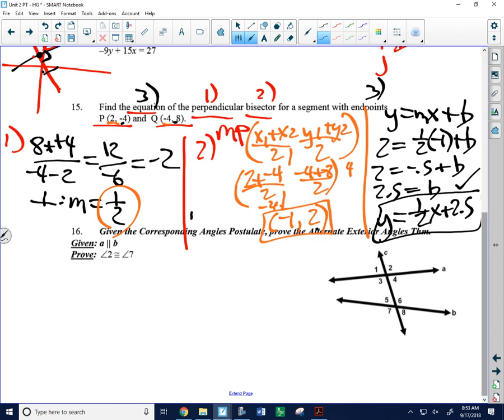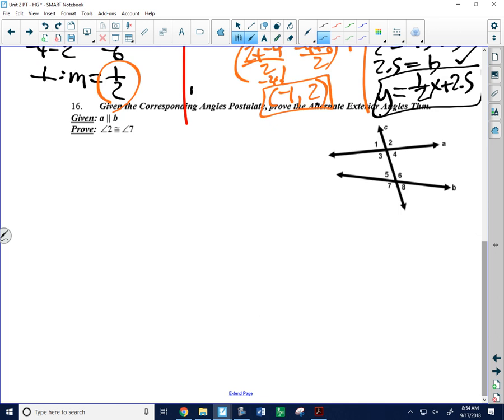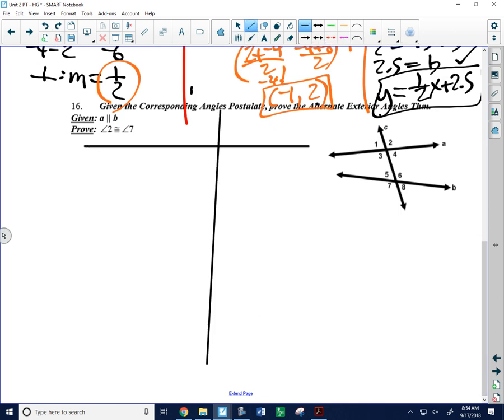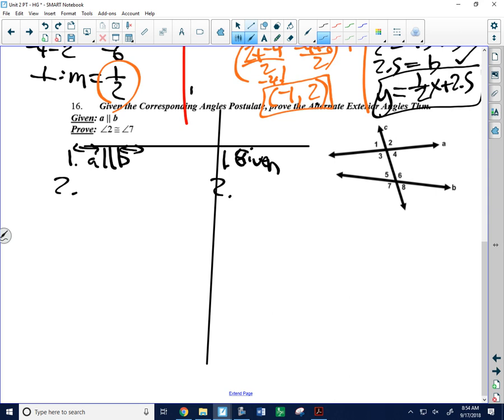Okay, let's do the 3 proofs. I probably have time to quickly go through each one. I think so. Let's do 16. Hey, just to save time, I will not write statements and reasons. And here, I'll write given. This must be a G. There we go. So lines A and B are parallel.